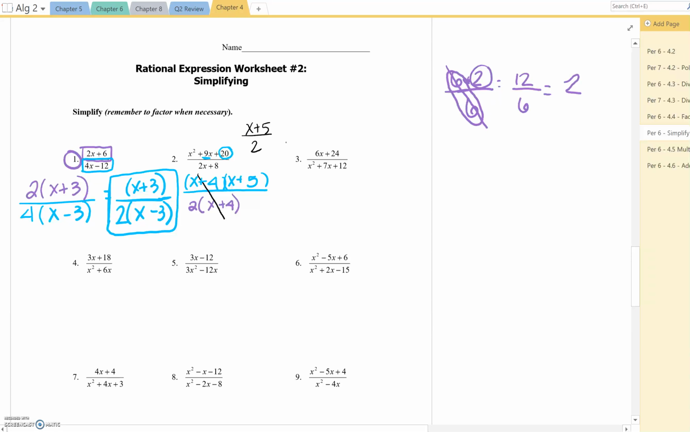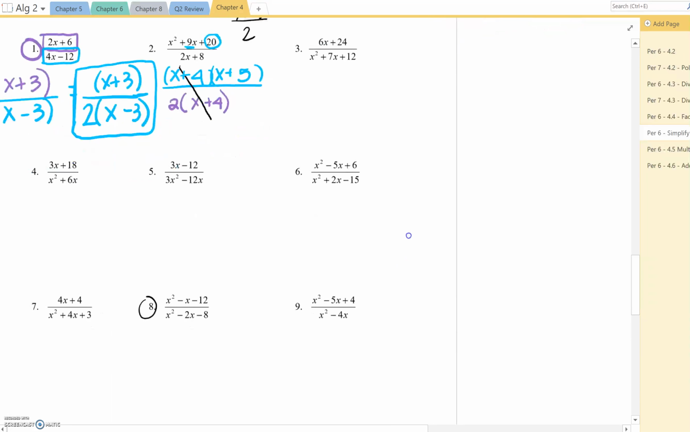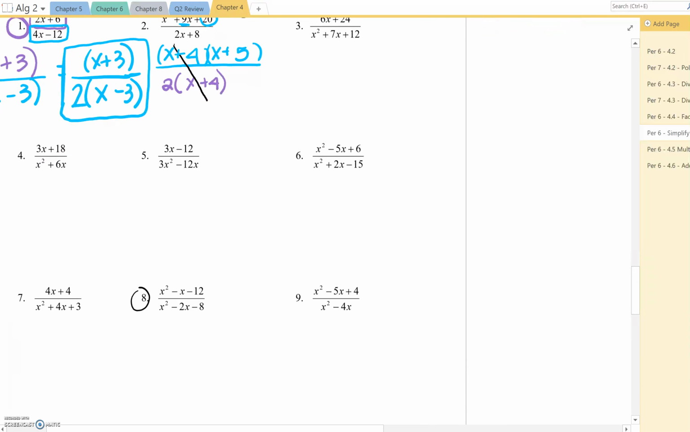Okay, let me do another one where you have to factor. I'll do number 8. Number 8, you're going to have to factor the numerator and the denominator. Notice I'm not saying the top and the bottom. Those are also very, very bad math curses. So look at number 8. If I factor the numerator, I need the factors of 12 that are 1 away from each other. x squared is x times x. The factors of 12 that are 1 away are 4 and 3. And now I have to figure out which one is positive, which one is negative. So that's minus 4 plus 3.